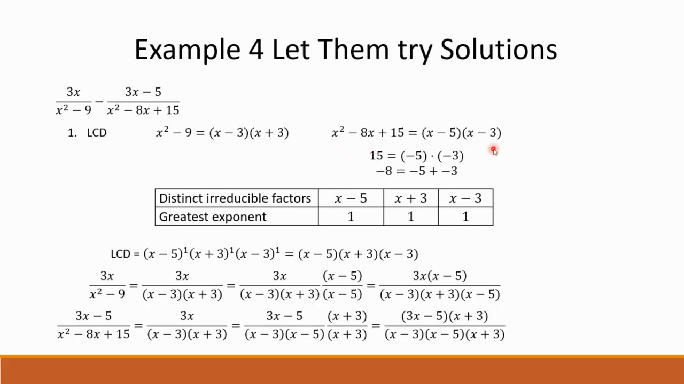So we have x minus 5 times x minus 3. So these are the denominators factored. Okay, so what are our irreducible factors? Well, we have x minus 3, that's here. X plus 3, we have that here. Here, x minus 3 is already handled. We have x minus 5. Okay, so that's good. The numerators you don't have to worry about for now.